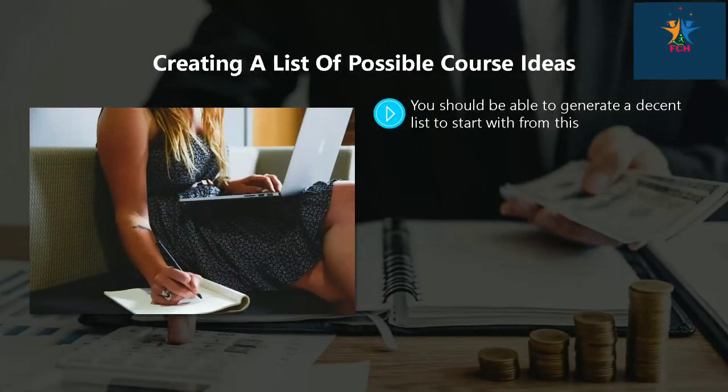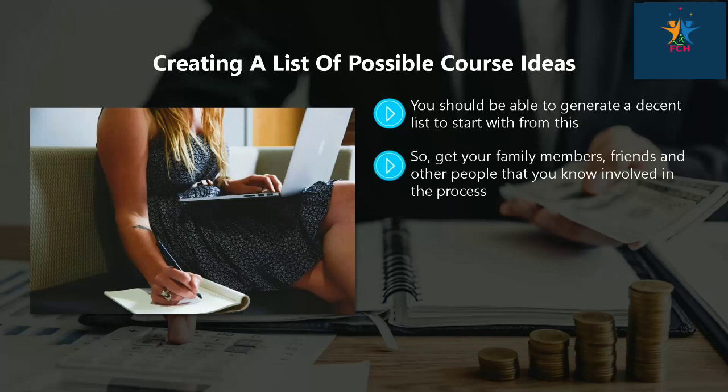Think carefully when answering these questions. Sometimes we are really good at something without even knowing it. Others see it right away, but we don't. So get your family members, friends, and other people that you know involved in the process. Ask them what they think your strengths are and add these to your ideas list. You may think that some of your skills do not have any value, but you would be surprised how many people would be willing to pay you to learn these skills.